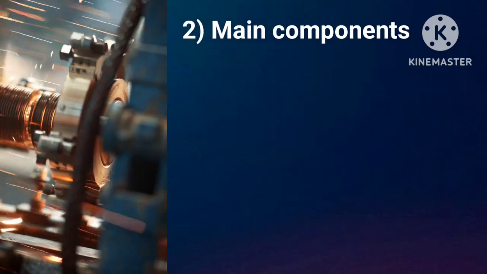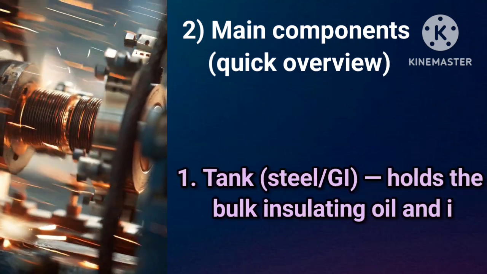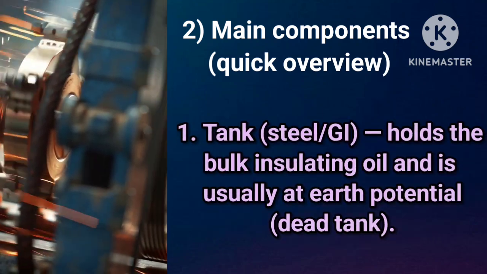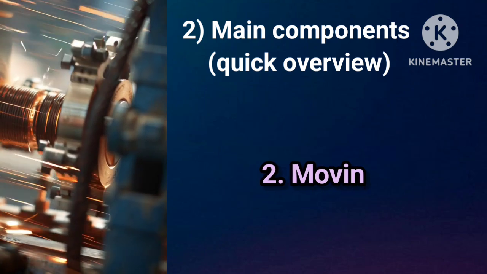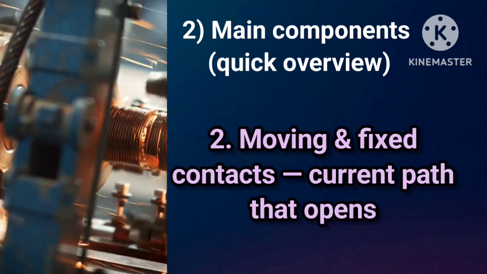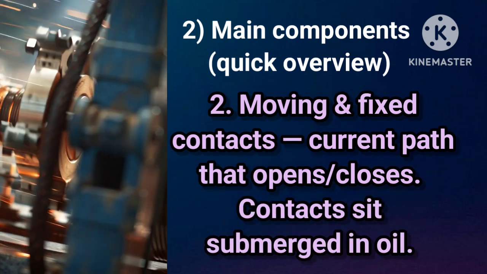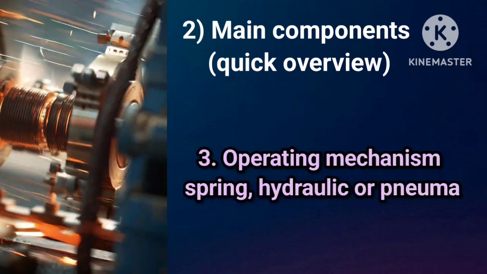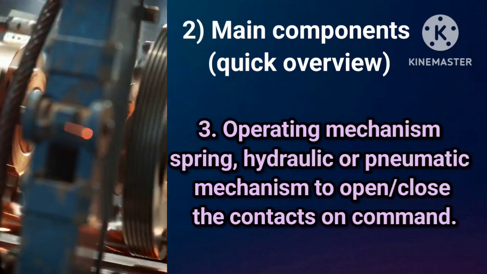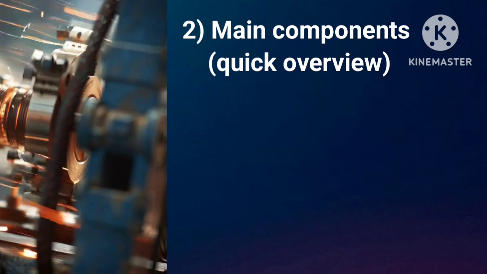2. Main components. Quick overview. 1. Tank. Steel GI holds the bulk insulating oil and is usually at earth potential, dead tank. 2. Moving and fixed contacts, the current path that opens and closes. Contacts sit submerged in oil. 3. Operating mechanism, spring, hydraulic or pneumatic mechanism to open and close the contacts on command.